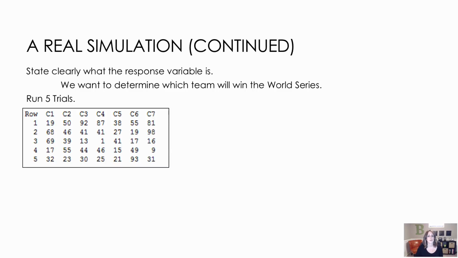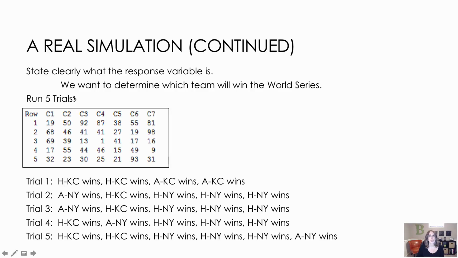So here are some values. And again, I generated these using Minitab. You could easily do this as well using StatCrunch or your calculator. So these are the values that I'm going to use. And I want you to notice how I'm modeling my solution. So I'm saying 19, that's a home team win, which was Kansas City.